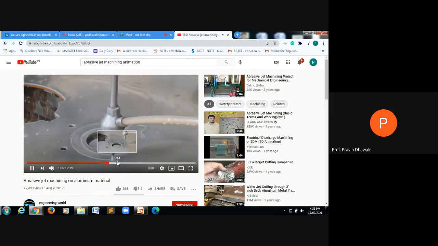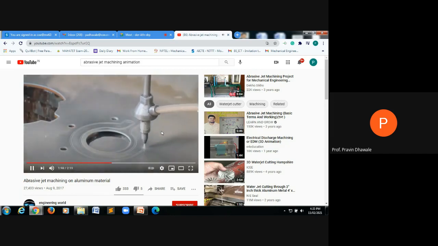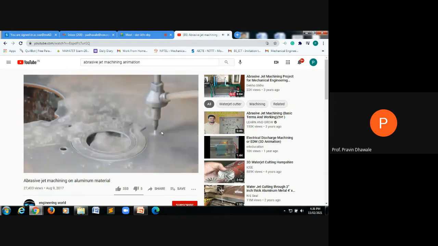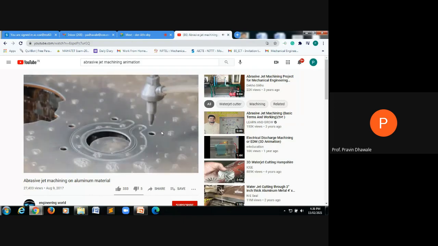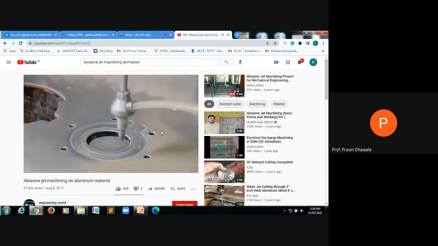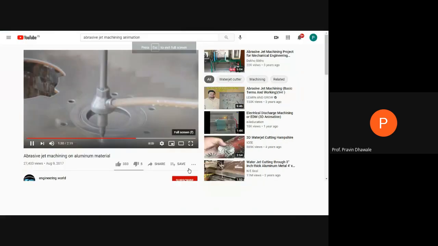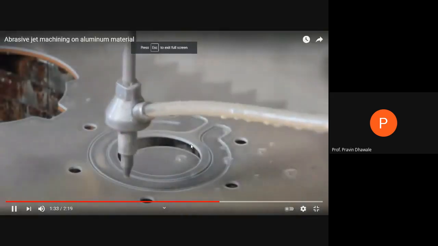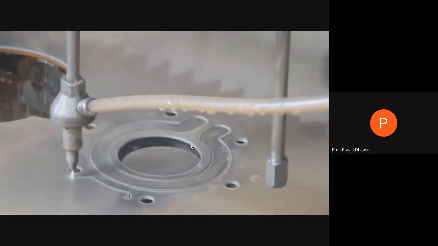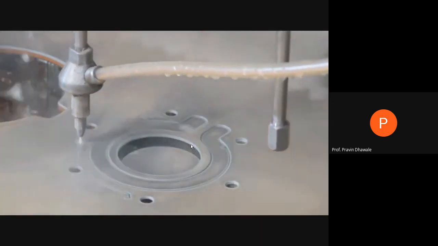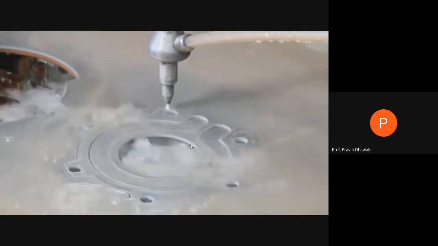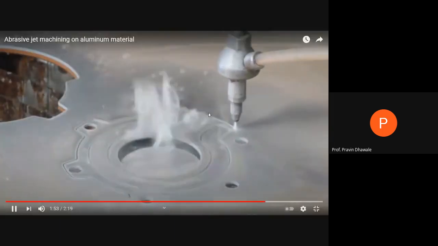Any complicated shape will not be possible by using traditional machining like turning, drilling, grinding, right? Small shape holes can be produced by using non-conventional machining also. Very close tolerance is possible.